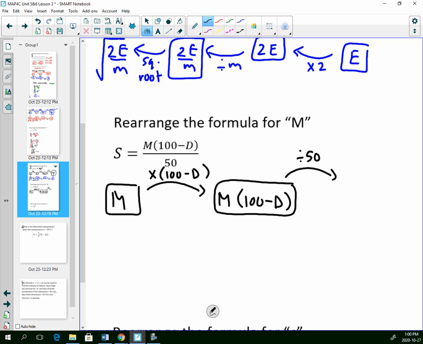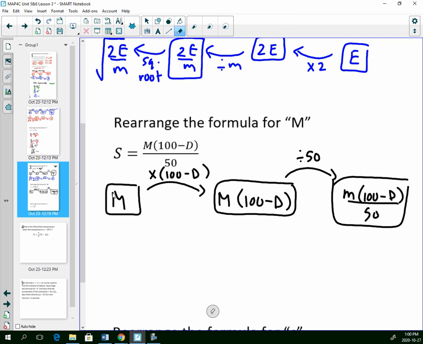I didn't divide by 50 first because the bracket is also divided by 50. So if you put divide by 50 first, then only the m would be divided by 50 and not the bracket. So we multiply by the bracket first, and then we divide both of them by 50. And that's over 50, and we end up with that. And so that equals s.